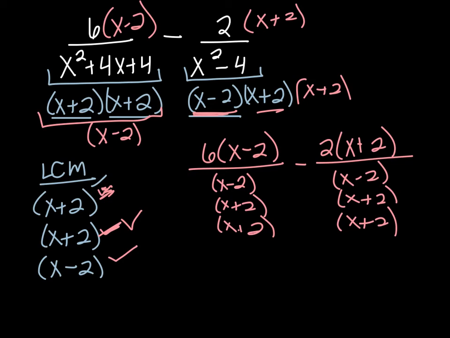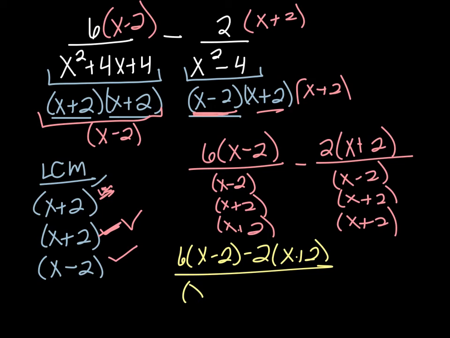So now all we have to do is simplify this to have a final answer. So let's write this all in one line. So I have a 6 times x minus 2, minus 2 times x plus 2, all over the least common multiple of x minus 2, x plus 2, x plus 2. Now, a large mistake that people make is they start canceling top to bottom. We cannot do that until I'm fully simplified. So I'm going to go ahead and distribute this.